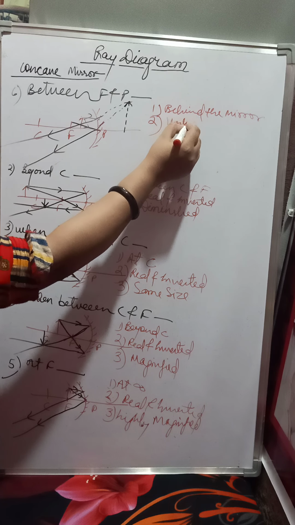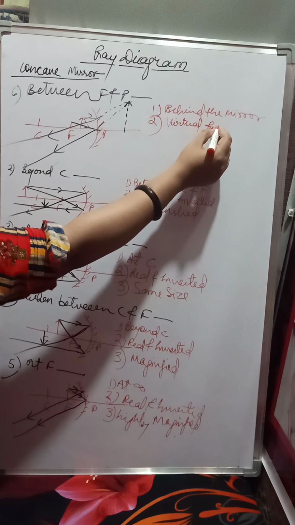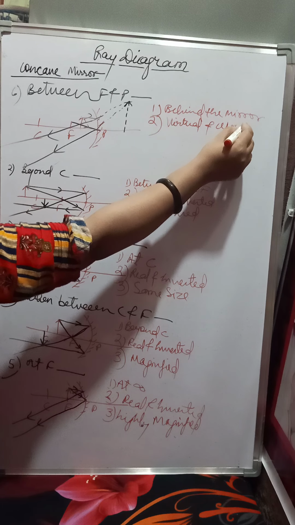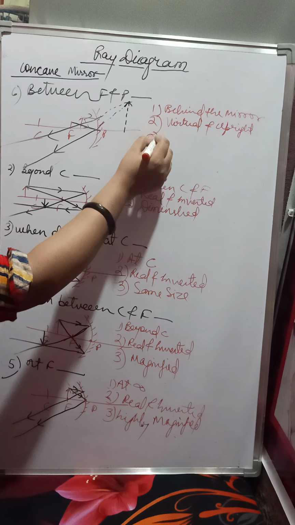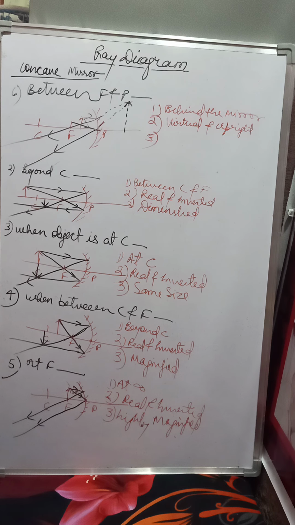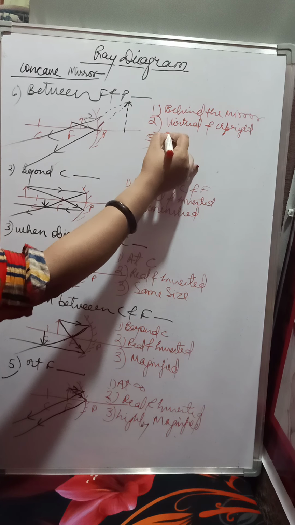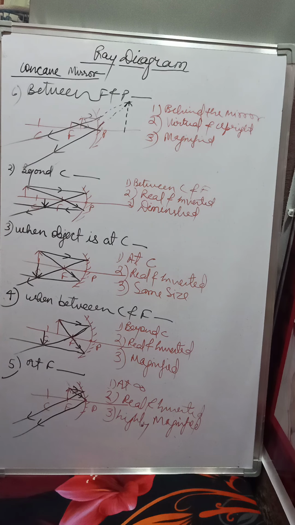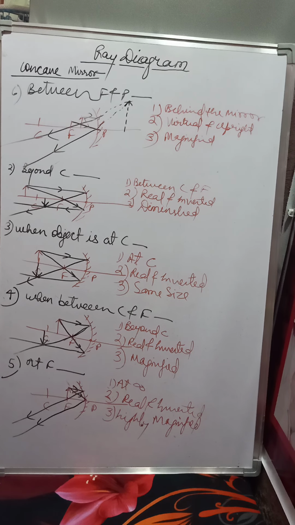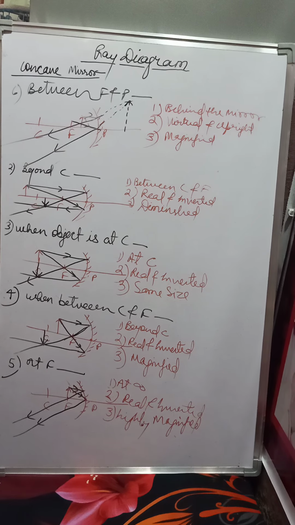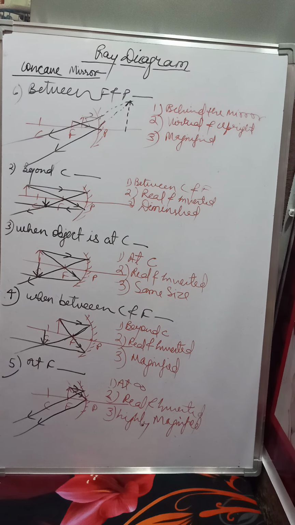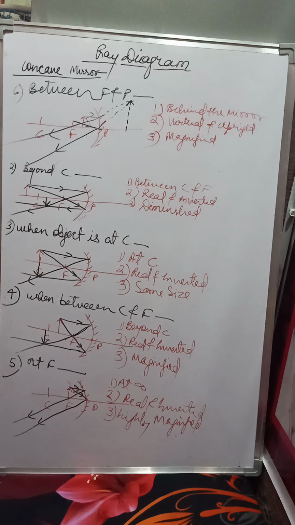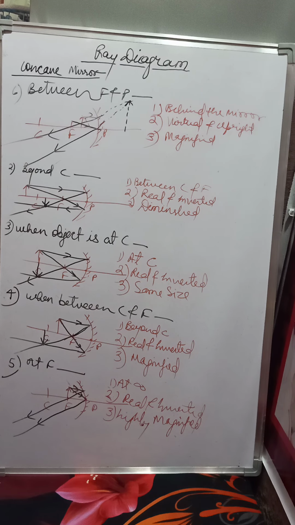So the virtual image is always upright or erect. And size is magnified. Next we have convex mirror. In case of convex mirror, we have only two ray diagrams. First, when the object is at infinity, and the second, when the object is placed on any point on the principal axis.